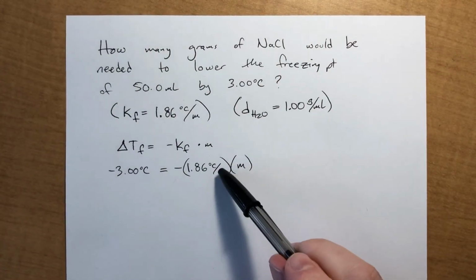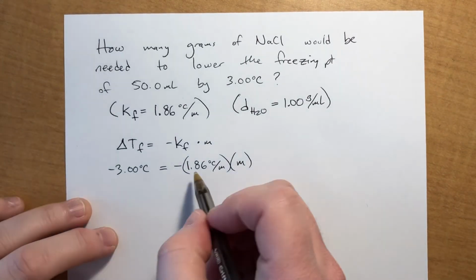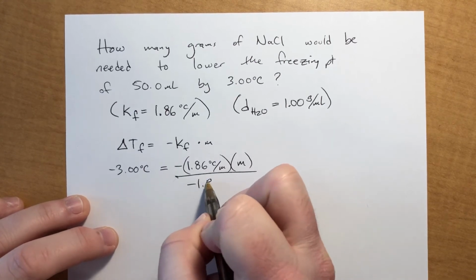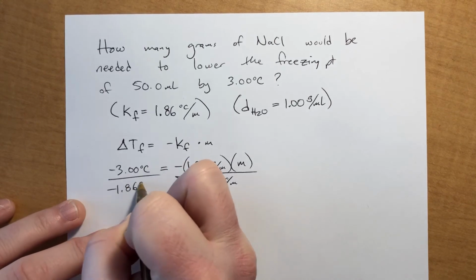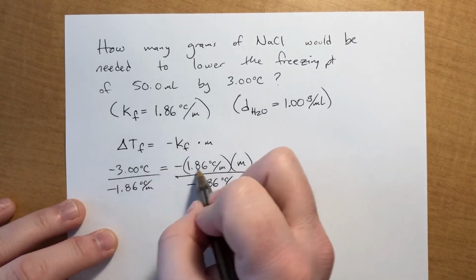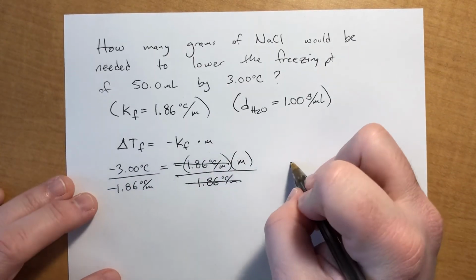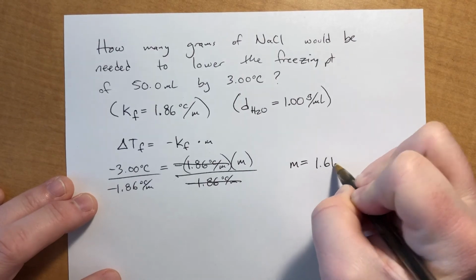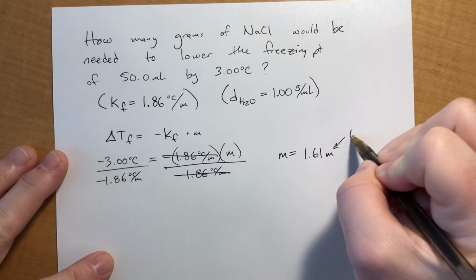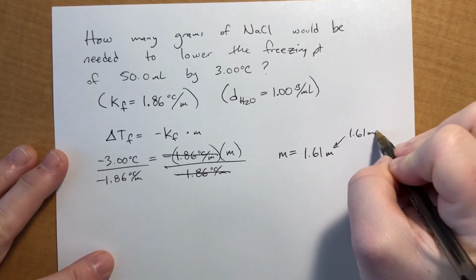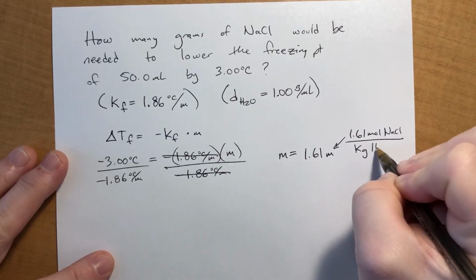Okay, these are not units, even though it has the same unit as the label. Slightly confusing, sorry. So basically we just divide negative 1.86 off both sides. Okay, so that'll go away. We have molality all by itself, and whatever that comes out to, that's what we get. So molality for this problem is 1.61 molal. What this means is this is 1.61 moles of sodium chloride per kilogram of water.